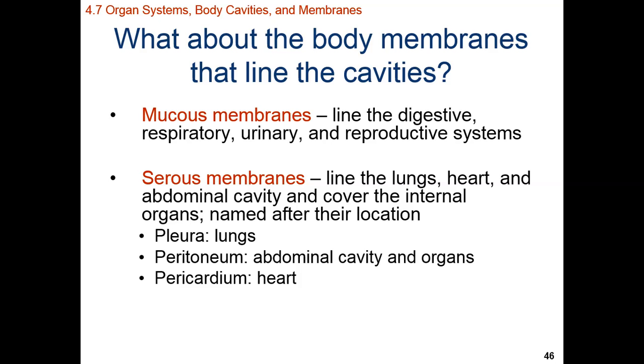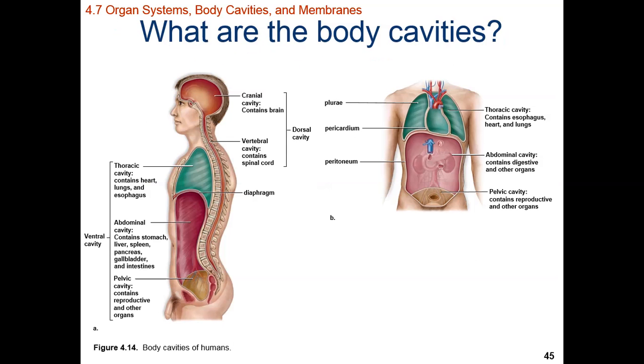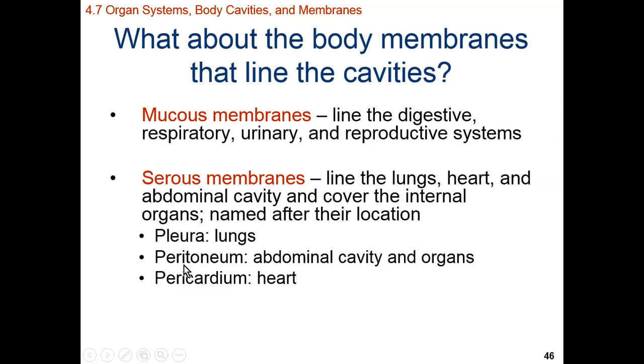Our serous membranes that line the cavities I talked about on this slide, the pleural, peritoneal, and pericardial cavities, are going to cover both the internal organs and the cavity walls themselves. Now, the pericardial cavity is commonly misconstrued to be the cavity that contains the heart. It is not the cavity that contains the heart. It's the cavity that goes around the surface of the heart.